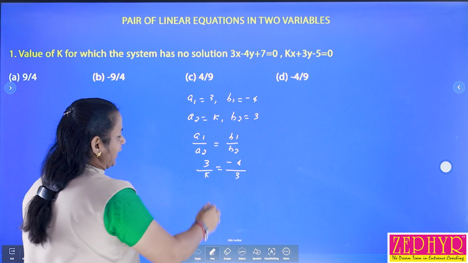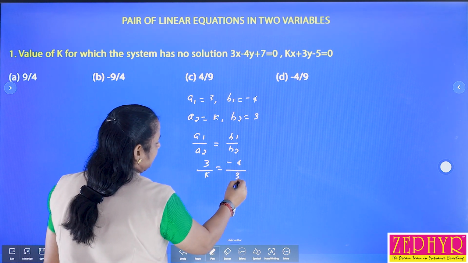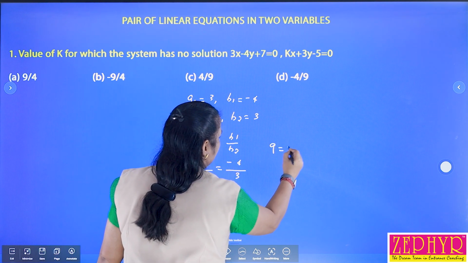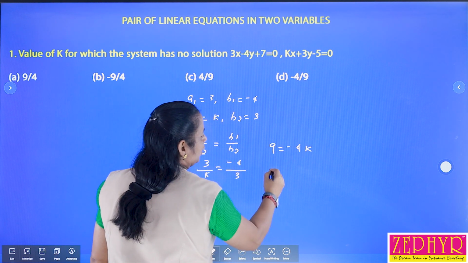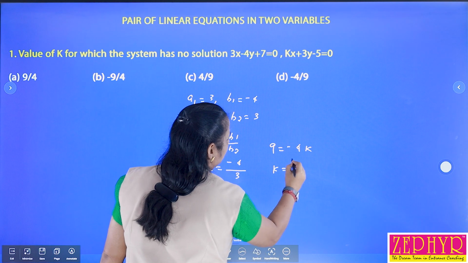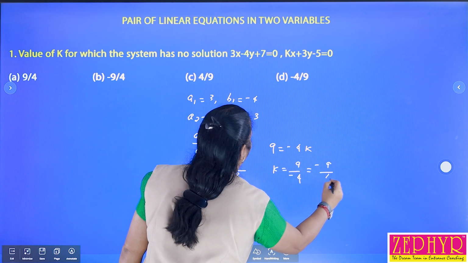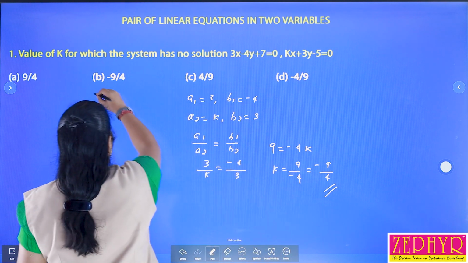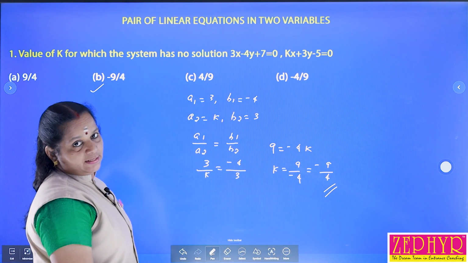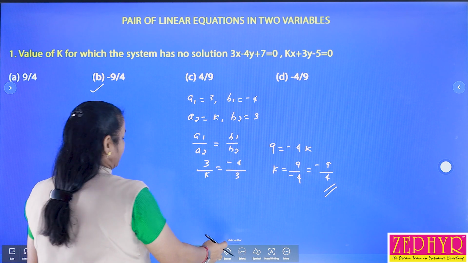To find the value of k, cross multiplying this, we get 9 is equal to -4k, or k is equal to 9 by -4, or the answer is -9 by 4, or option B is the right answer. Okay, then up to the second question.